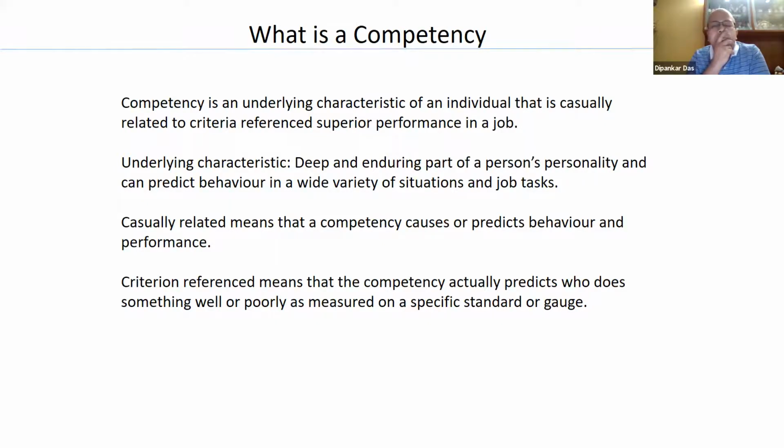Criterion referenced means that the competency actually predicts who does something well or poorly, as measured on a specific standard or gauge. Thanks, Priyanka. So a competency is a very heavy term. It is a very heavy word because it talks about underlying characteristics of an individual that is causally related. Actually, it's not casually, it's causally. That's different from casually, because it is causing. It is resulting in, it is the after effect. So it is related to criteria referenced superior performance.